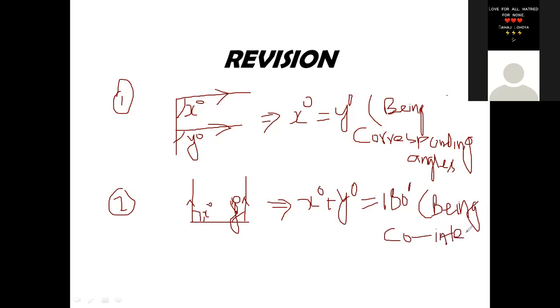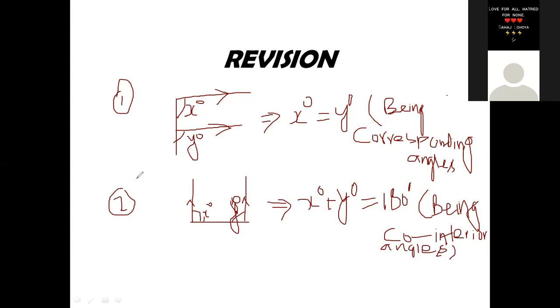Okay, Celine? Being co-interior angles, we have tried here. Are you looking at my writing there? Yes, sir. I am writing at the side. Are you looking? Yes, sir. It is visible. It is clearly seen, right? Yes, sir. Okay, good.